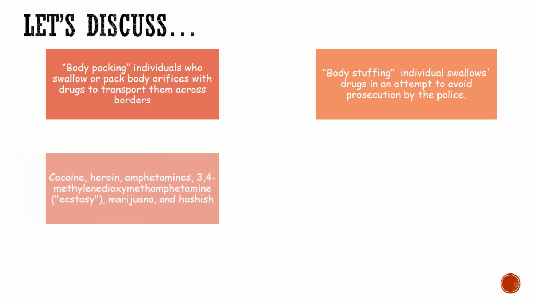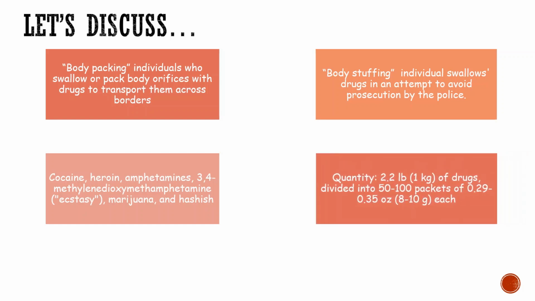What kind of drugs are transported in this manner? It can be anything from cocaine, heroin, amphetamine, marijuana, and hashish. And the quantity is often up to 1 kilogram of these drugs, which is divided into 50 to 100 packets of 8 to 10 grams each. Up to 200 packets have been discovered from some drug traffickers.